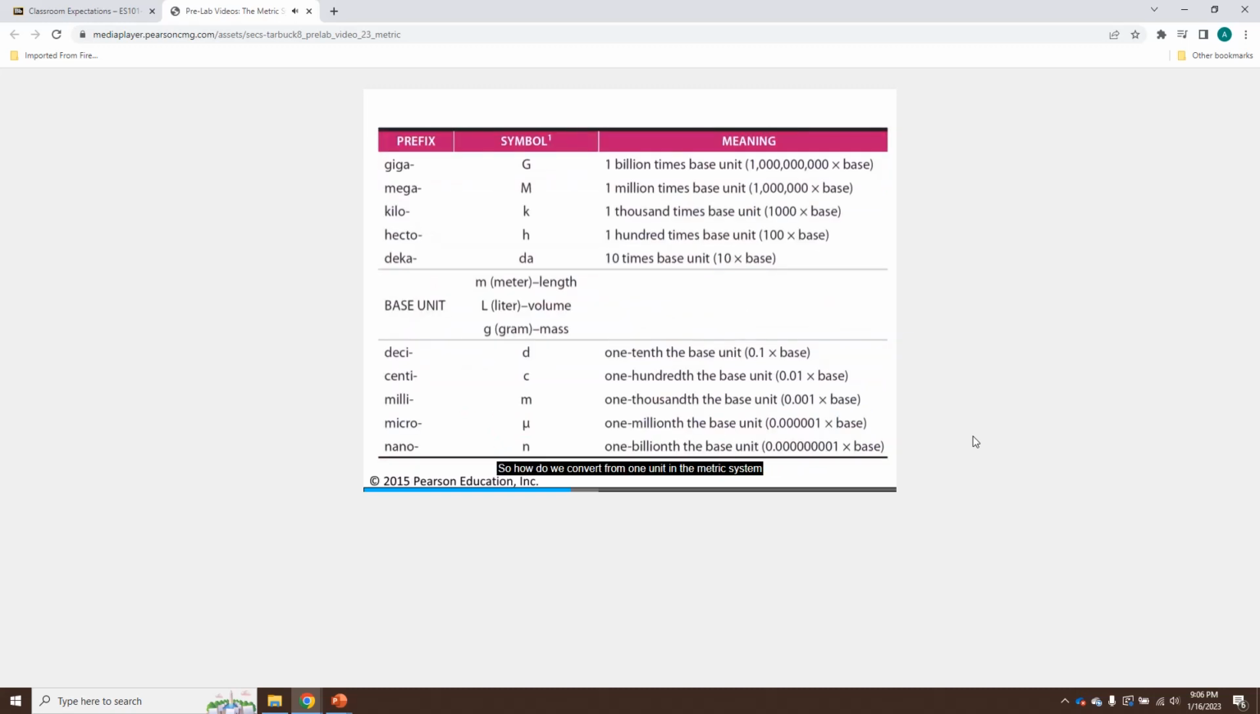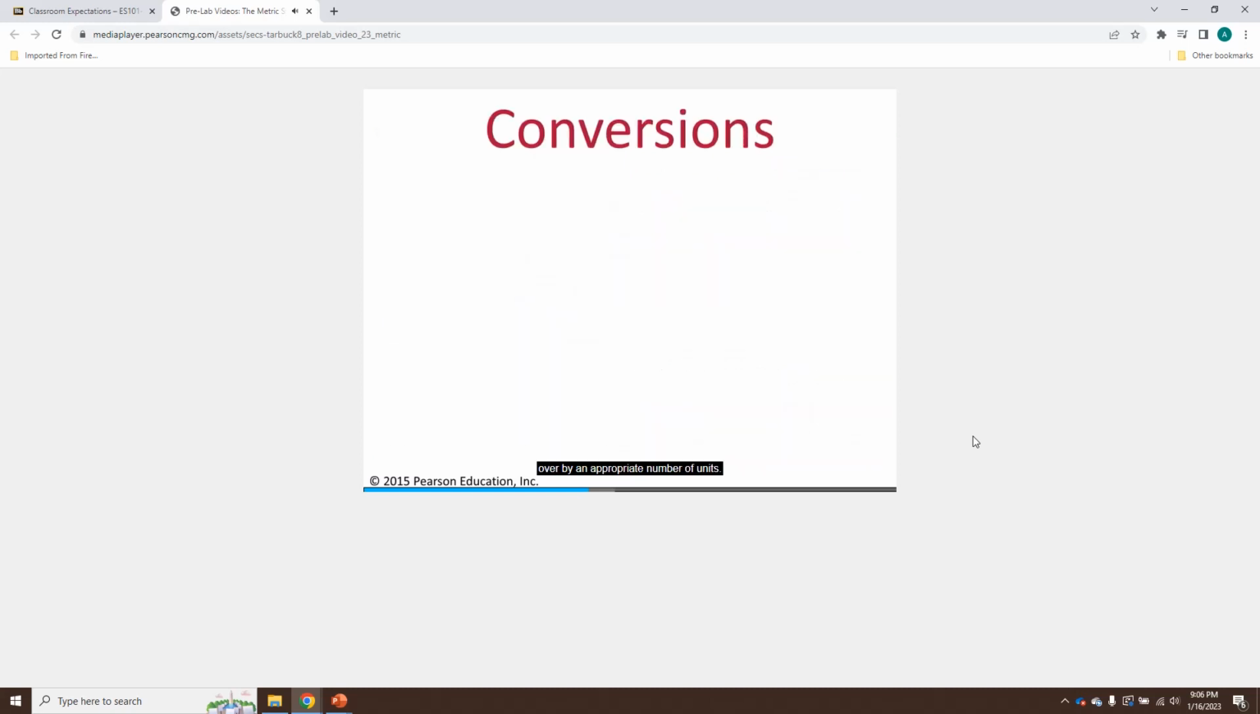So how do we convert from one unit in the metric system to another unit in the metric system? It's really actually quite easy because each of these is a multiple of 10 relative to the ones above and below it. We can basically simply slide the decimal place over by an appropriate number of units.